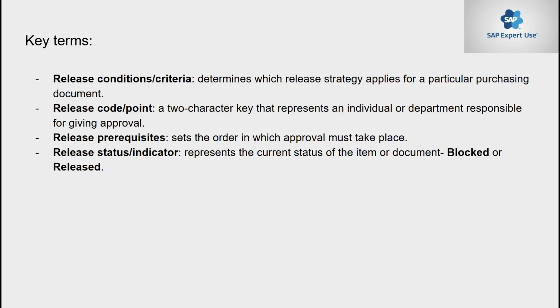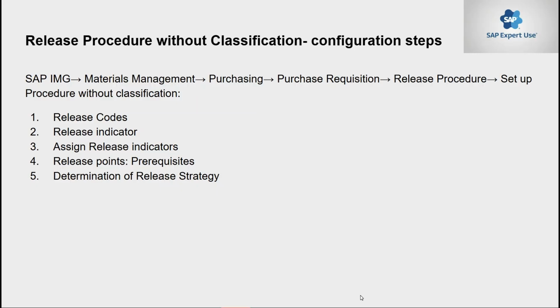I also have release status indicator, which represents the current status of the item or document. And this status can be blocked or released. For example, if the document isn't fully approved, it may have been blocked. Before we jump into the system to set the release procedure without classification, please see the implementation guide menu path. Here we'll find all the 5 steps that we will need to go through in order for our procedure to be set into the system.